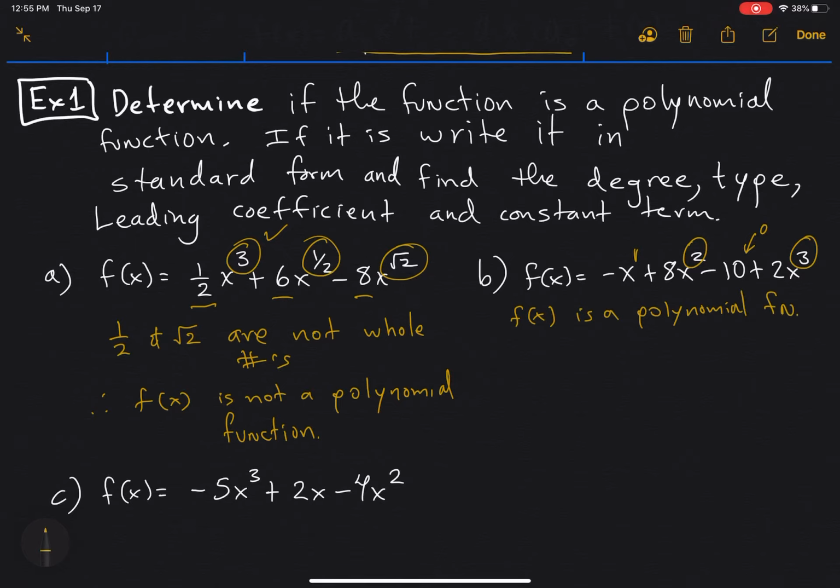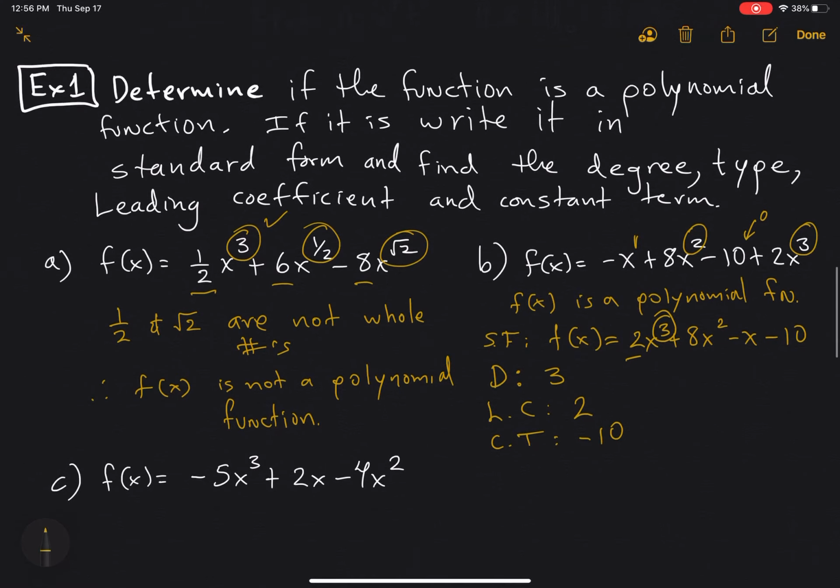I'll just put fn for function. And then, so how do we write in standard form? I'll just call it SF. Standard form would be, just rearrange the exponents in decreasing order. So it's 2x to the third plus 8x squared minus x minus 10. We have to find the degree. What is the degree of this polynomial function? The degree is 3, the highest exponent. The leading coefficient is the number in front of that, so it's 2. And the constant term would be negative 10, the term with no x's.